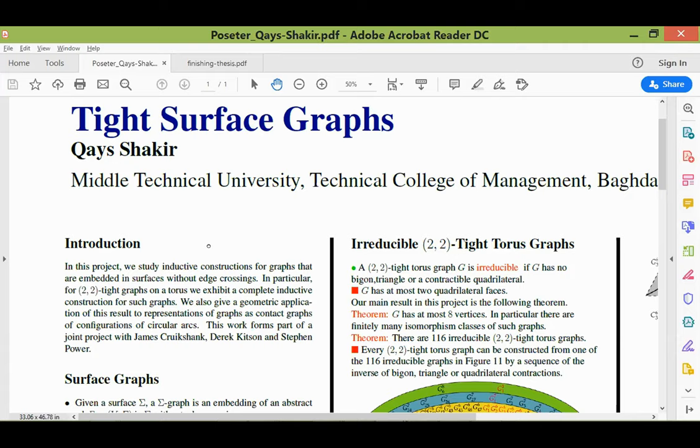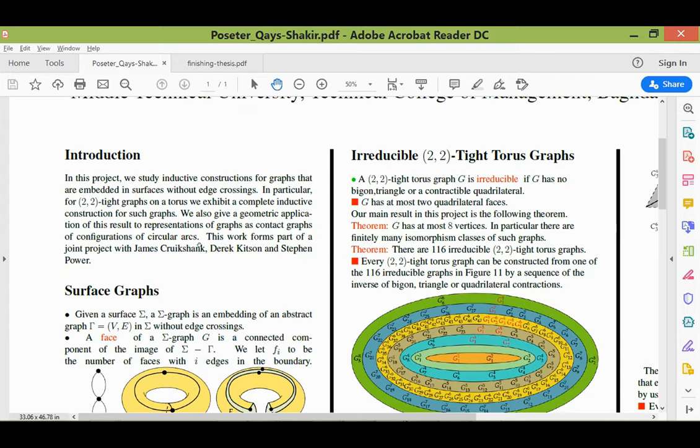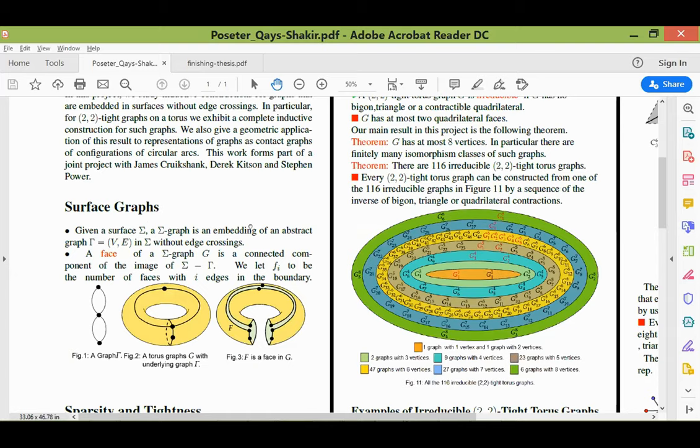That work I did under my supervisor James Crookshank from the National University of Ireland, Galway. And we also collaborated with two persons at Lancaster University at that time, Derek Kitson and Stephen Parr. So I will talk about that class of graphs, which is called tight surface graphs.